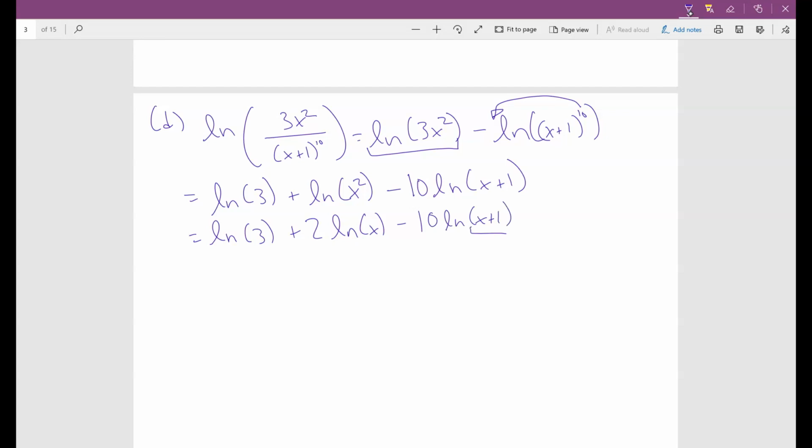Now, do not break this up, because this is not multiplication. It's not ln of x plus ln of 1. That's not right. Okay, that stays the same, because it's not multiplication. Okay? So now let's do something a little bit more involved.